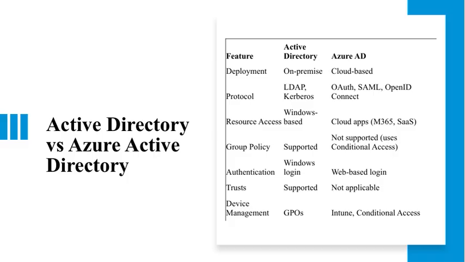Finally, device management in Active Directory is handled through group policy objects, allowing detailed control over device configurations. Azure AD leverages services like Intune and conditional access for managing devices, especially in mobile and remote work scenarios, providing a more flexible and modern approach. Overall, understanding these key differences helps us choose the right identity and access management solutions tailored to our organizational needs, whether on-premise or cloud-based.